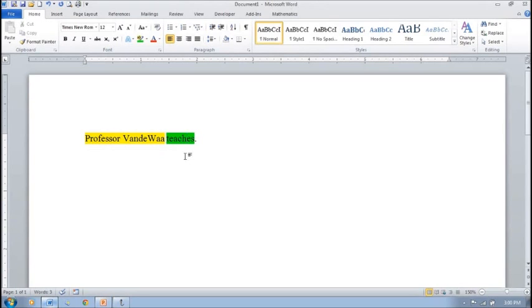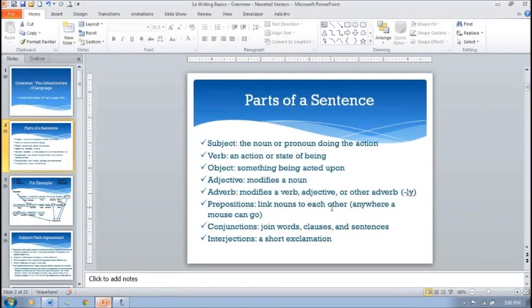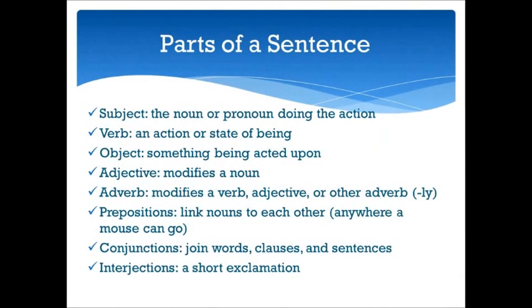What we can also do, though, is add more to it and add more complex meaning, add more complex structure to this by adding in some of these other parts of speech. So let's take a look at a couple of these other things. Another part of speech, part of a sentence, is an object. And an object is something that's being acted upon in the sentence.